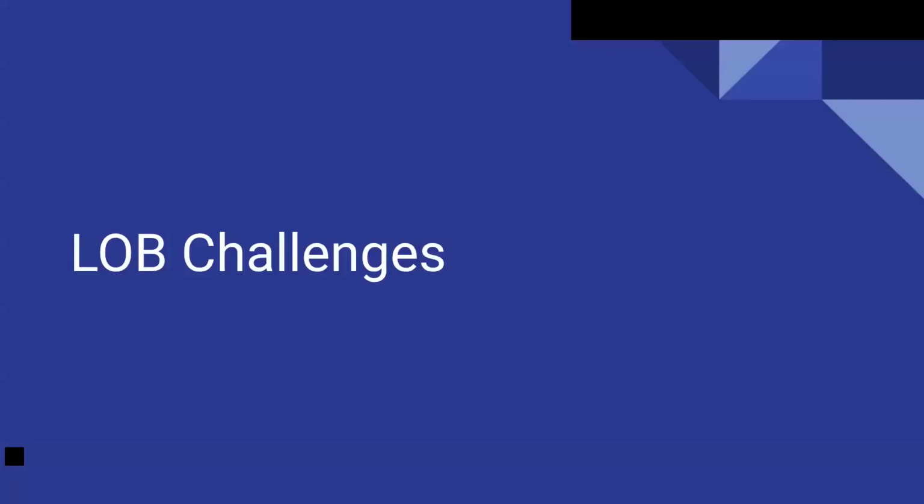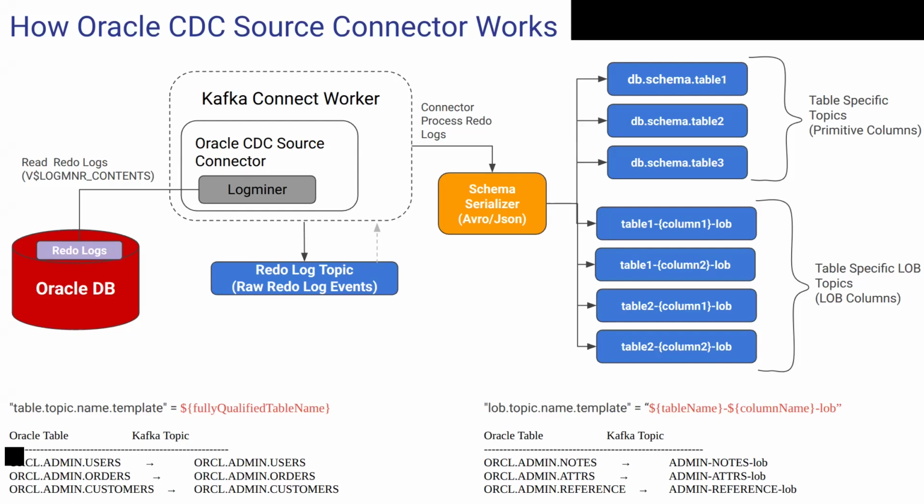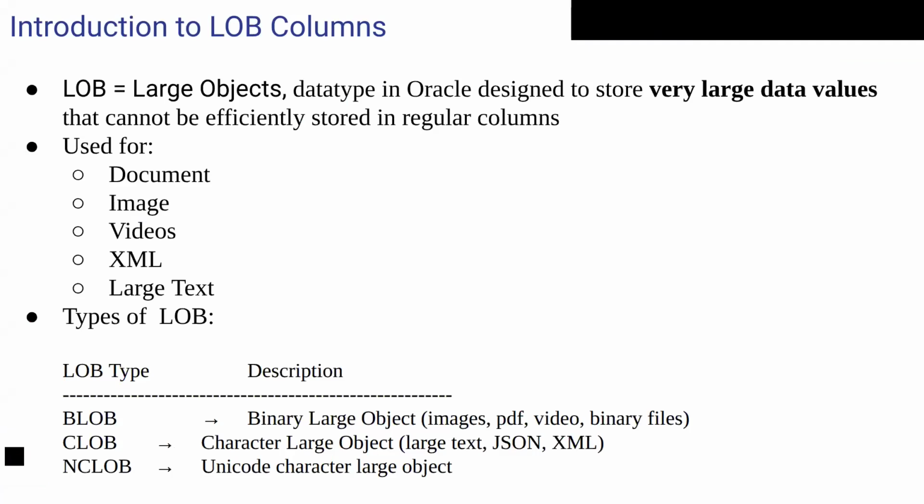So now the challenges. When we configured this without anything else, we observed that the primitive columns of data were coming as is in the Kafka topic. However, specifically for the LOB column, since the customer had configured it as an NCLOB, the data was getting converted into byte format. So that's where the challenge happened. We were wondering why the data was coming in a byte format rather than as plain text or string. I'll explain why those challenges occur.